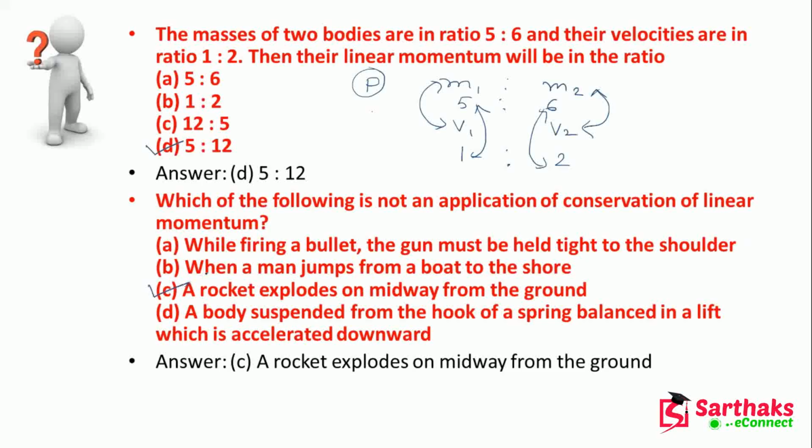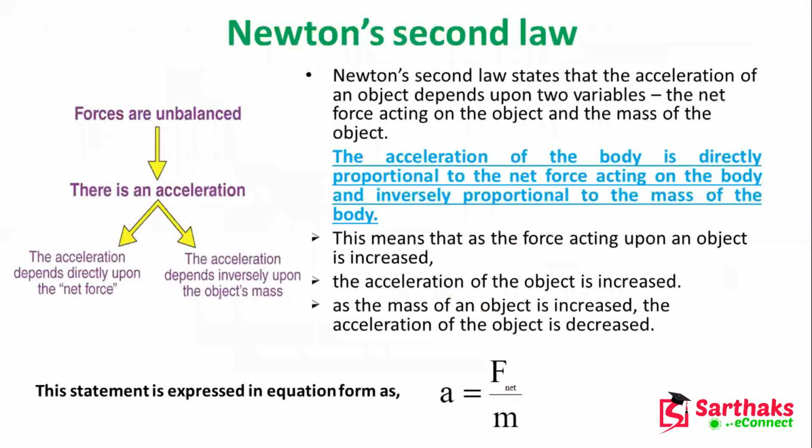Here, the rocket. Okay. So Newton's second law states that the acceleration of an object depends upon two variables. One is the net force acting on the object, another is the mass of the object, right? So the acceleration of a body is directly proportional to the net force acting on the body and inversely proportional to the mass of the body.